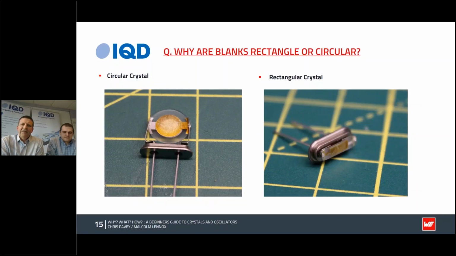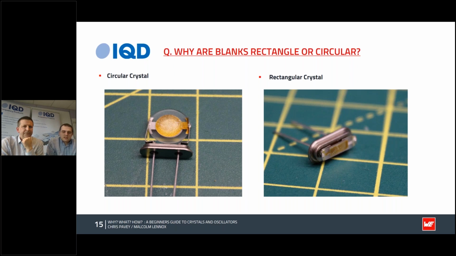So the shape of the blanks seem to be standardized. Why are blanks always rectangular or circular? The shape of the crystal blank is primarily due to the enclosure that the blank is designed to fit inside. For a standard AT-cut crystal, the active area of the crystal is between the electrodes, bonded to either side of the blank. There needs to be enough material surrounding the electrodes to dissipate any acoustic waves.